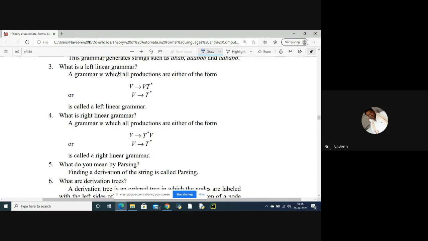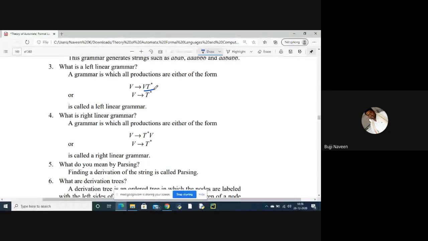A grammar is said to be left linear grammar if all the productions in the given grammar are like non-terminal tends to non-terminal followed by any number of terminal symbols. Here T star is nothing but any number of terminal symbols. It is nothing but the Kleene closure operation, which contains A star is equal to epsilon, A, double A, triple A, and so on.